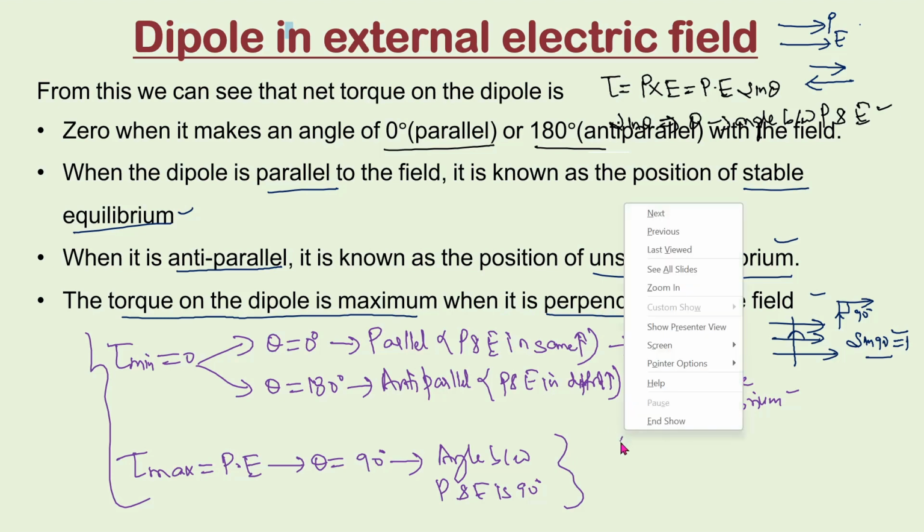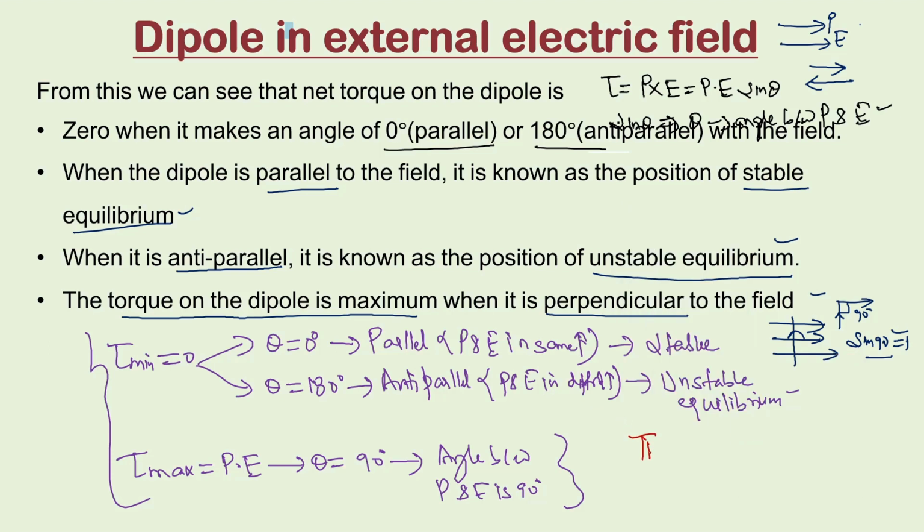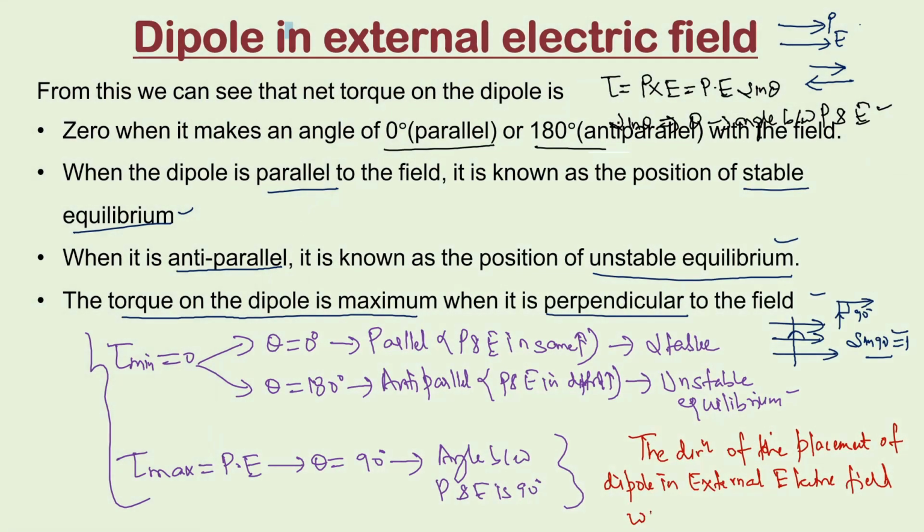So further we can conclude that the direction of placement of the dipole in external electric field will determine the magnitude of torque tau. So that's all in this topic.